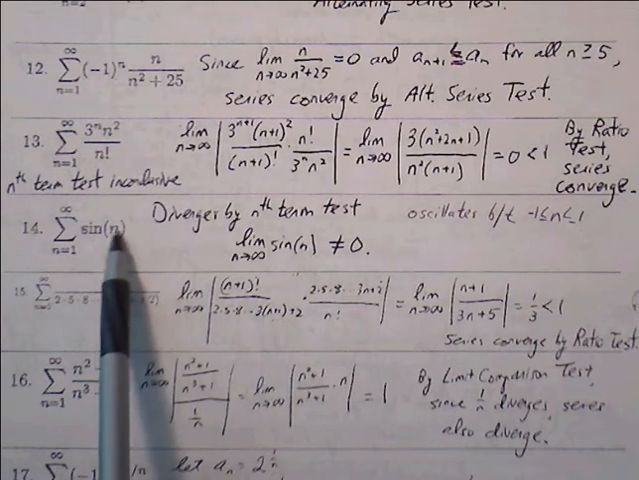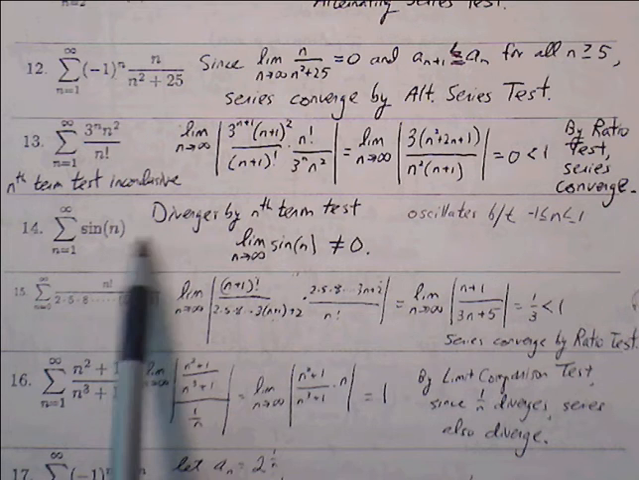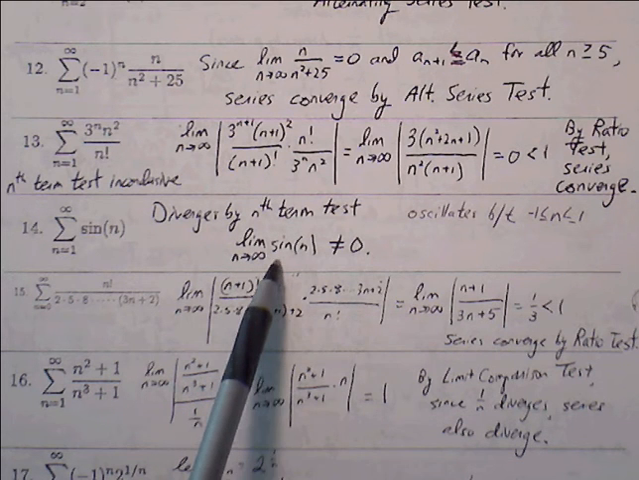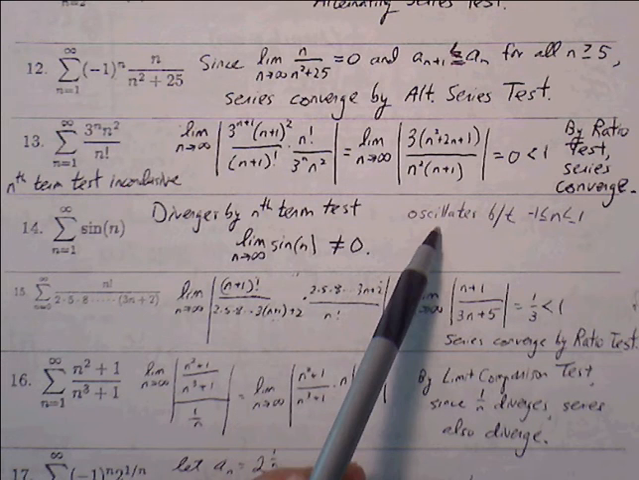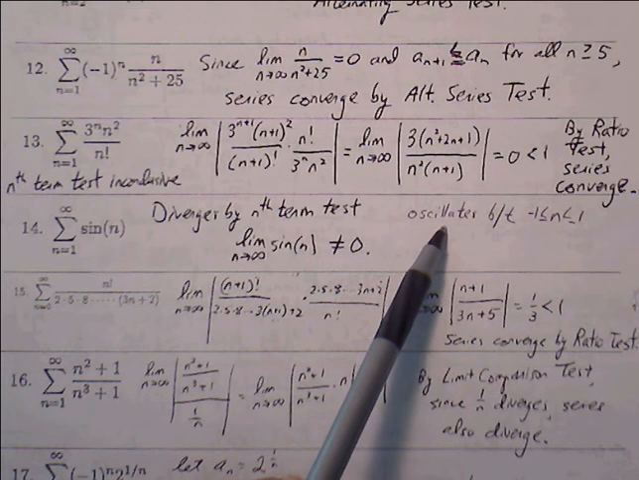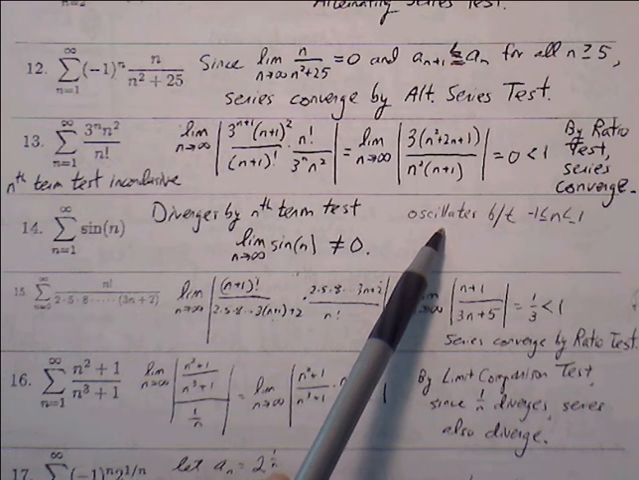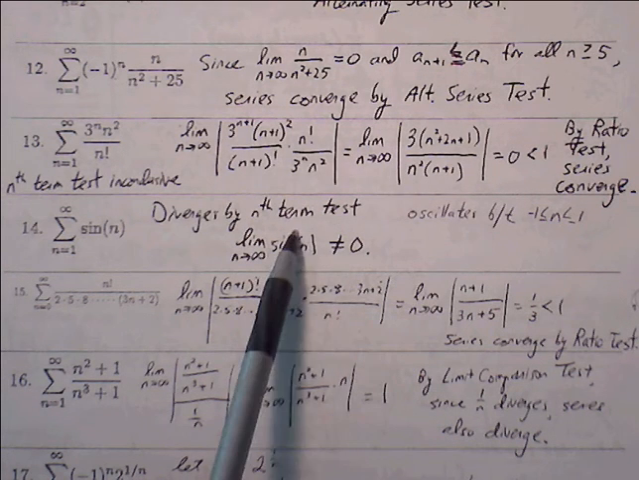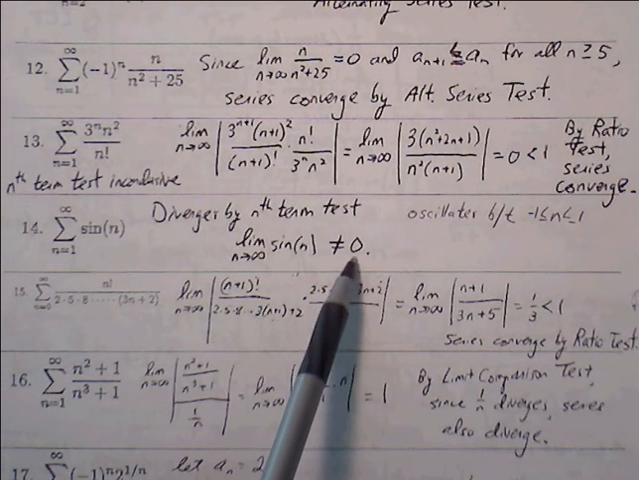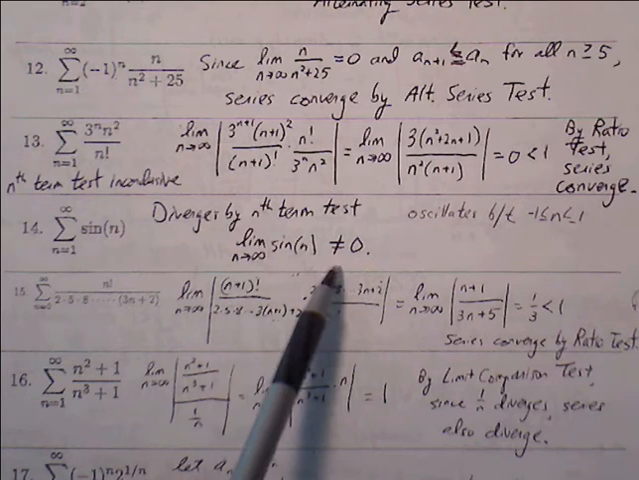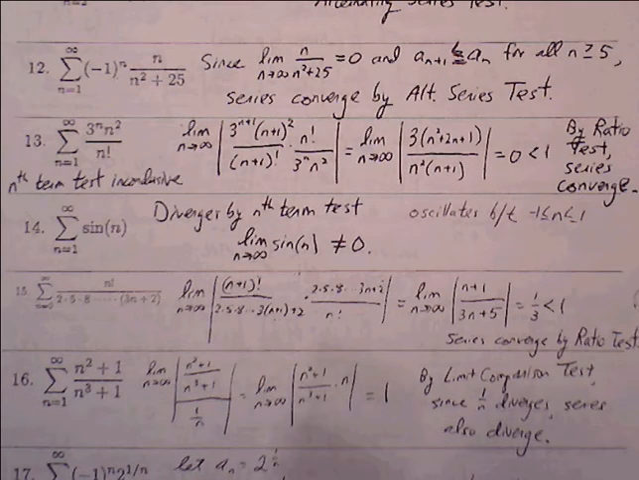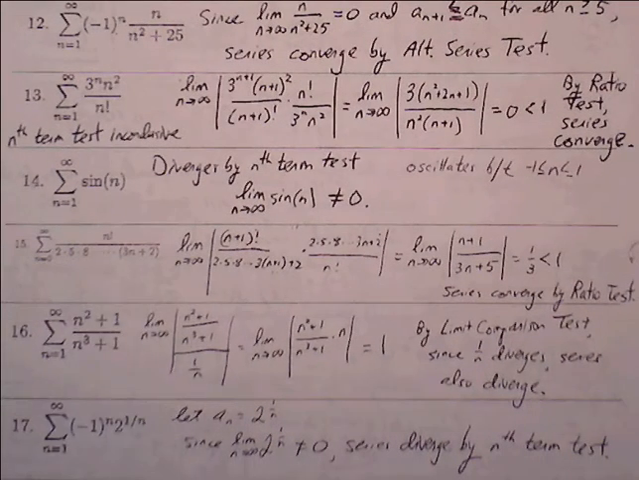Okay, the summation of sine of n. What happens with sine of n is that if we evaluate the limit as n approaches infinity, this expression, the y value will continue to oscillate between -1 and 1. It will not settle on a value, and in other words, it will not converge to 0. So therefore, we know that by the nth term test, it will diverge simply because the limit of this expression does not go to 0. Okay, 15.